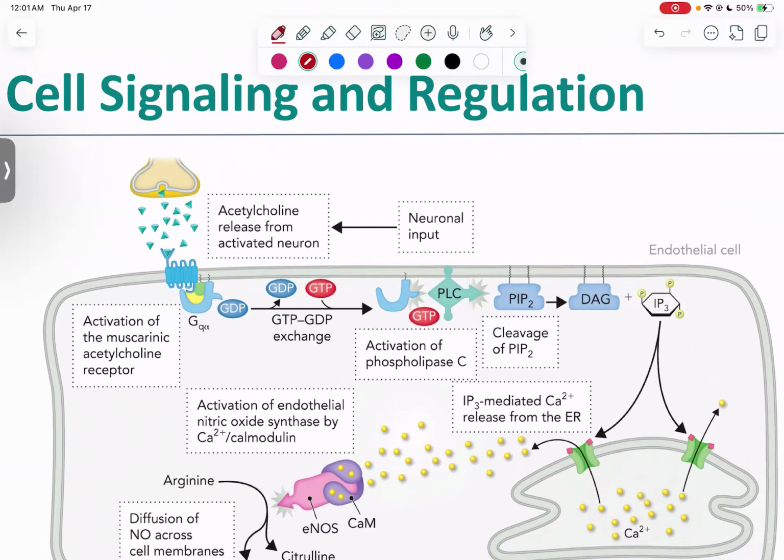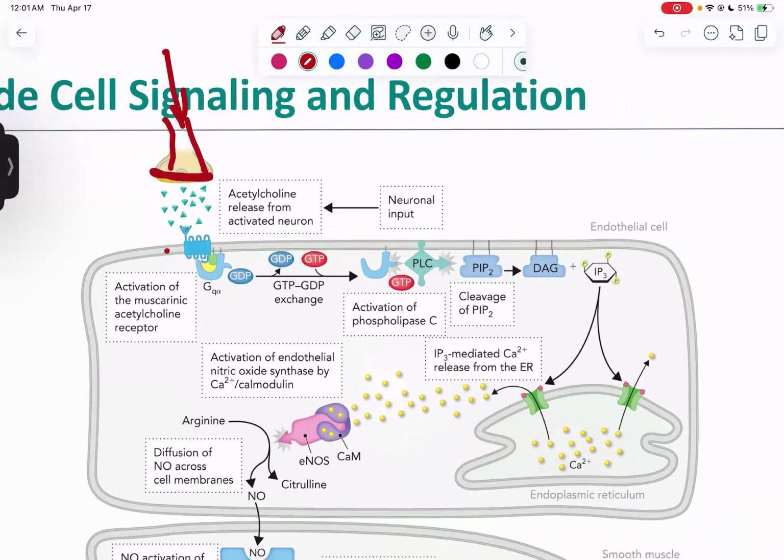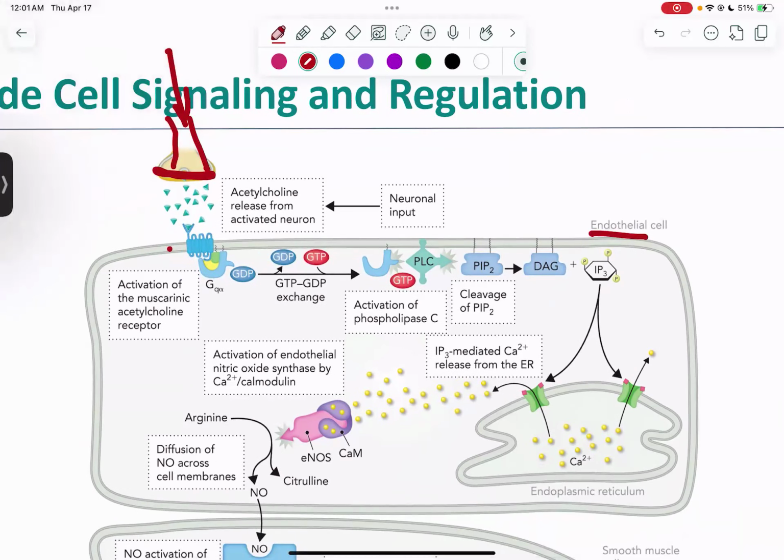neuronal signals, right? Here's our nerve cell, propagating that electrical signal. Right at the synapse, and it's not necessarily a synapse, it's really a nerve cell connecting to a non-neuronal cell. In this case, we're talking about the endothelial cells. Right at that neuroendothelial cell junction, you're going to have release of these neurotransmitters called acetylcholine.